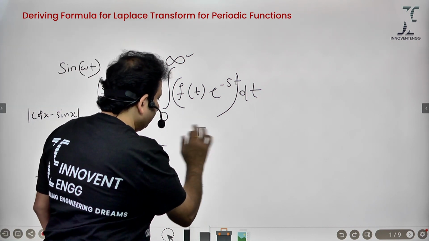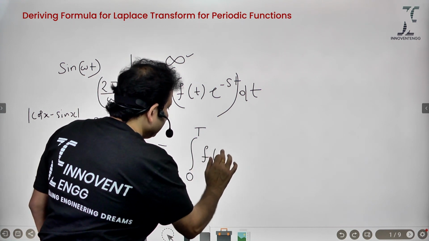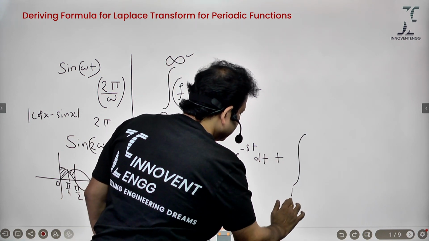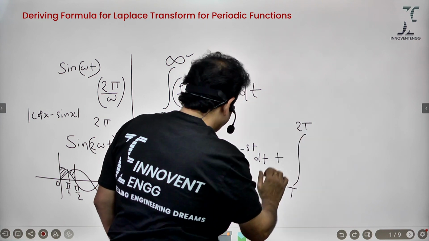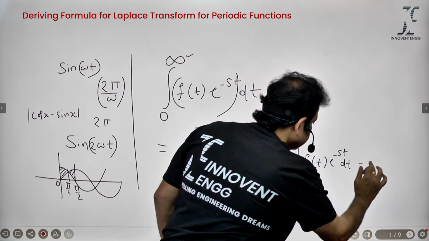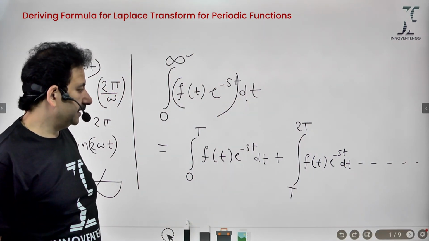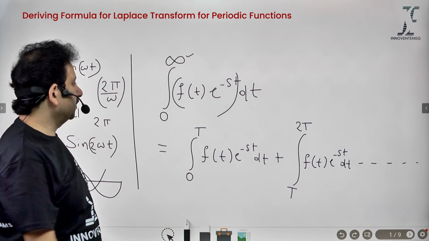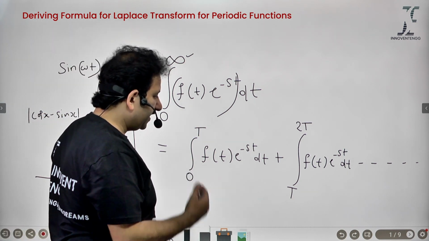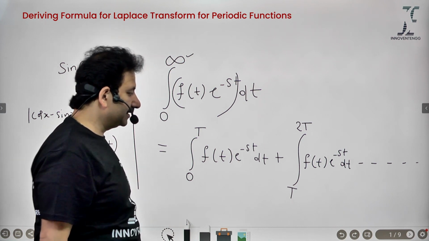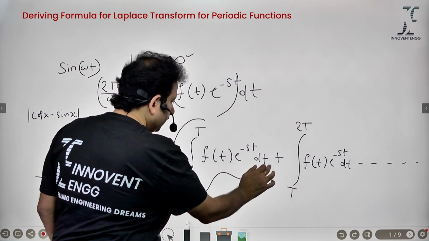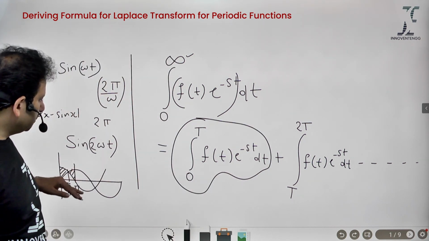Similarly, I would start from 0 to T, and then this is f of t e power minus st dt, plus what would be the next integral? It would be from T to 2T, f of t e power minus st dt, and this goes on; you can have an infinite number of integrals, because the upper limit is infinity. Now I will have to do a very, very important manipulation once I get these integrals, in order to get an integral of this form, because I am talking about a periodic function of period T.